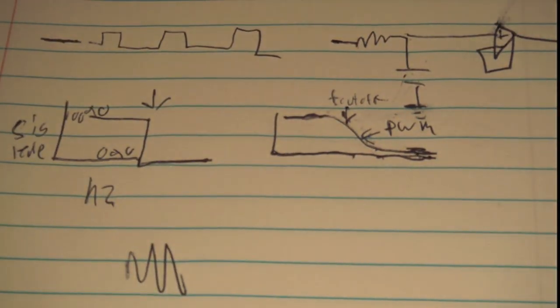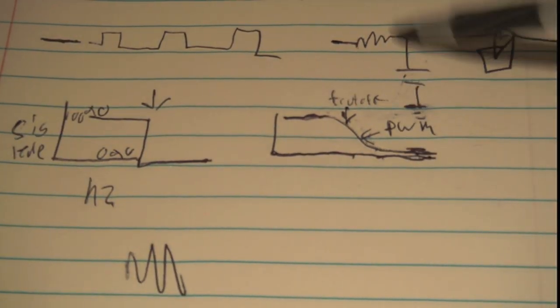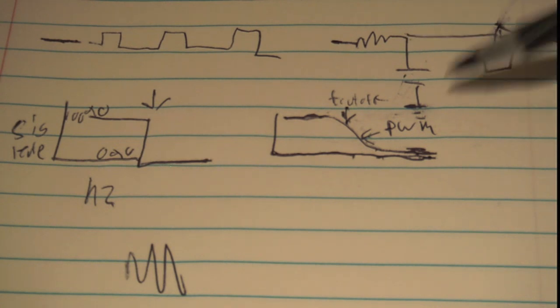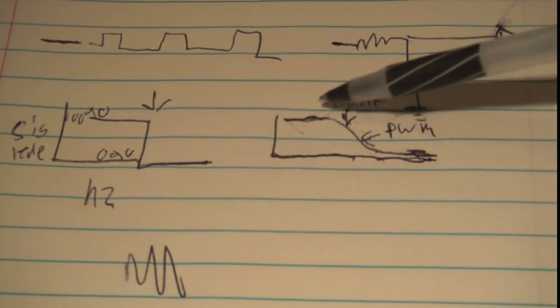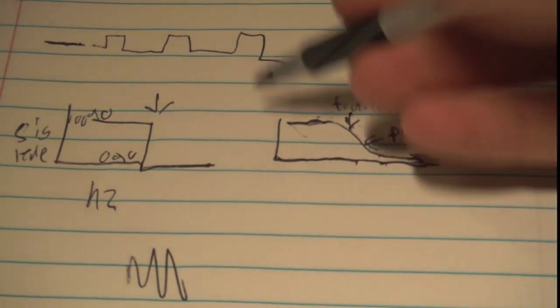Now, let me explain the way a low-pass filter sort of works. What is a low-pass filter? How does it work? What does it do when it works? Well, it essentially, like I said, lets the low frequencies pass and attenuates the high frequencies.